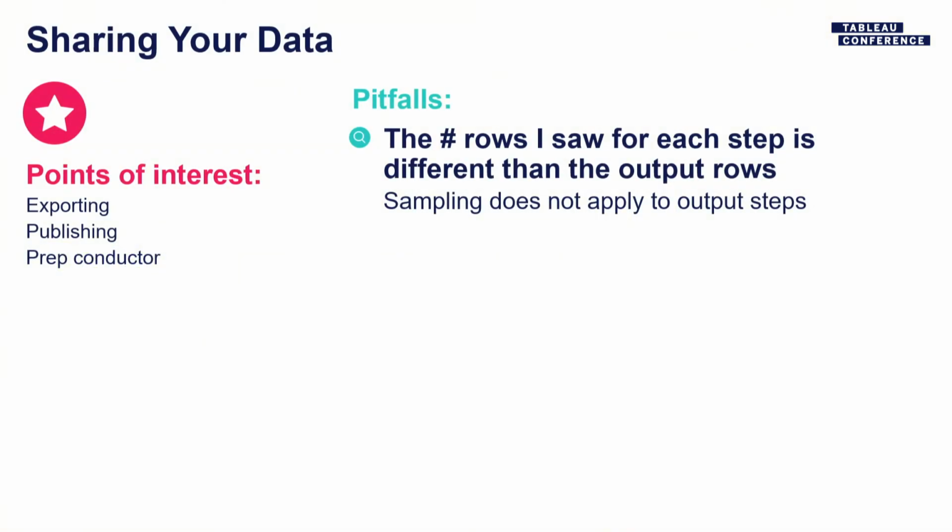One gotcha is, as I said in the beginning, sampling does not apply to the number of rows outputted. So while you might have, let's say, 1,000 rows showing up in each step, like the summary for each step, the output might have millions of rows. That's because sampling was just giving you only a subset until the final output, which performs your operations on your entire data set.